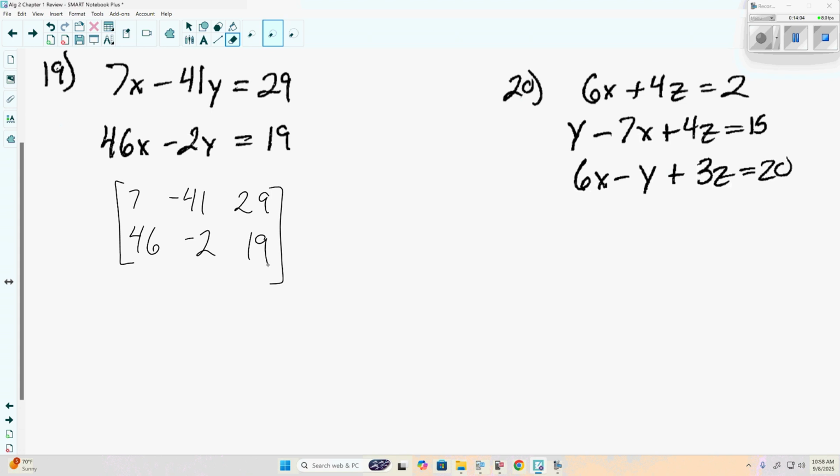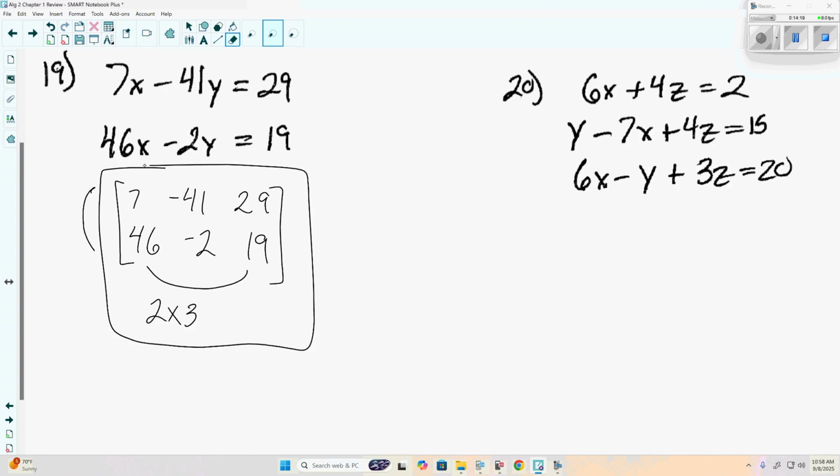Questions on how we wrote that matrix? What are the dimensions? Rows by columns. So we have how many rows? 2, 3 columns. So it is a 2 by 3. Questions on number 19? There we go. Questions on number 20?